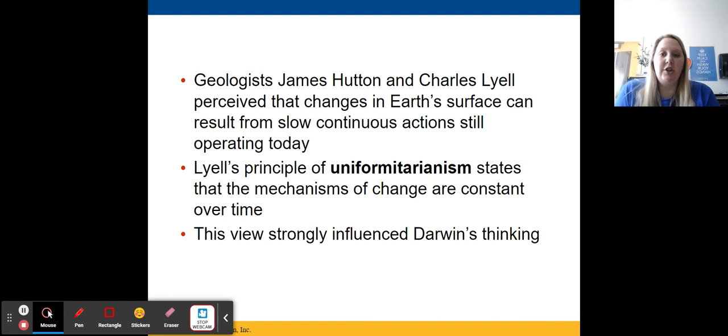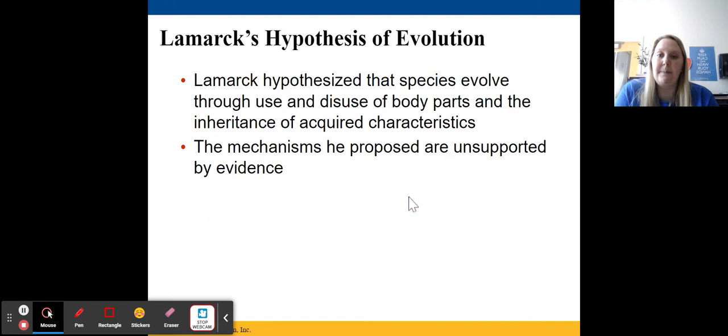Then we had scientists and geologists James Hutton and Charles Lyell, who perceived that the changes in Earth's surface can result from slow and continuous actions that are still operating today. We now understand this as tectonic plate movement, but back in the 1800s, they weren't very sure what it was. Lyell's principle of uniformitarianism states that mechanisms of change are consistent over time. This, and the theory of the fossils in the strata and catastrophism, influenced Darwin's thinking.